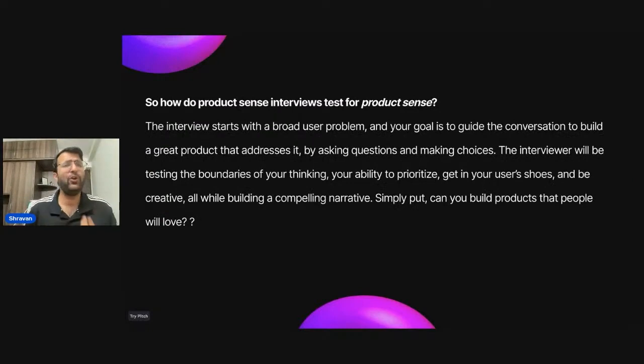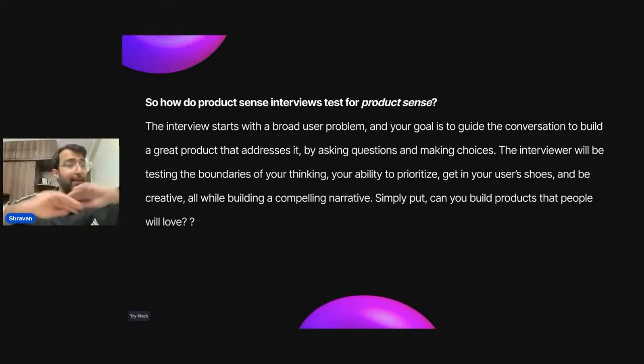So, how do interviews test for product sense, right? In general, people will give you a broad user problem and, to a certain level, your goals. If they don't give you goals, you design your goals, right? And then you have to consistently keep asking questions: am I making the right choice? Am I not making the right choice? The interviewer will keep testing your thinking, your ability to prioritize, get into the user's shoes, be creative, build a compelling narrative so that eventually you build something that people love.